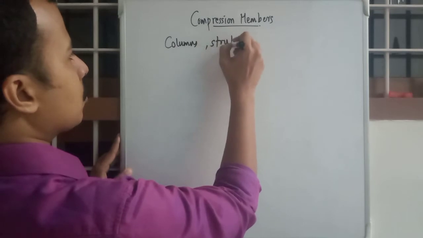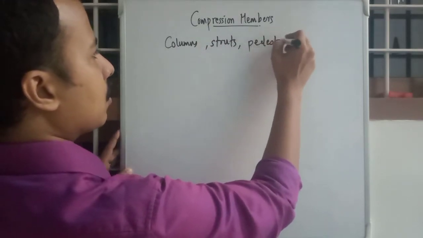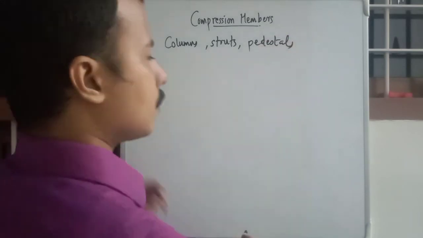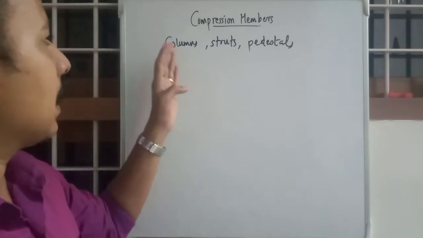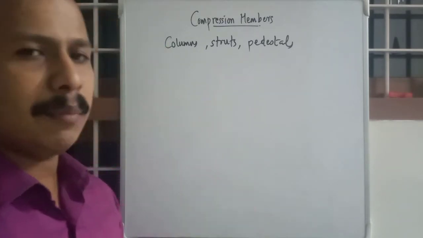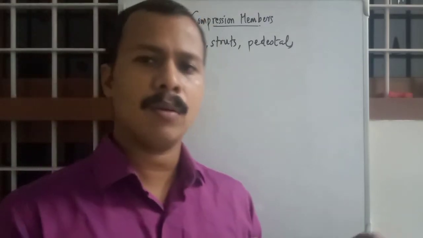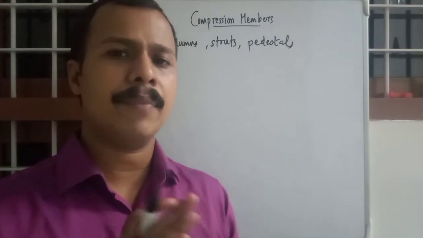struts, pedestals, etc. These are some typical examples. Columns are the main compression members that we use in buildings. In every main or massive building, or an above average structure building, there will be columns.